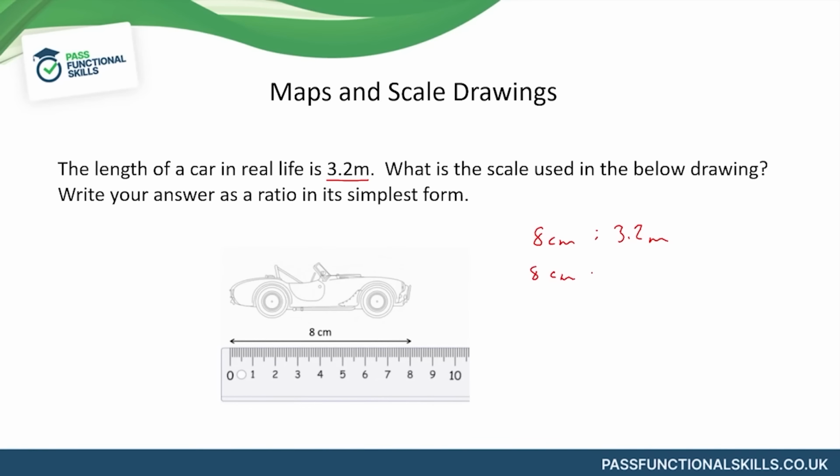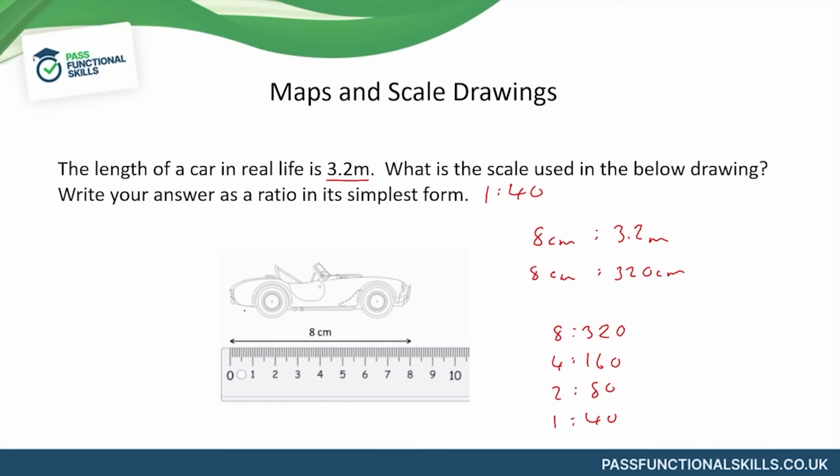So 8 centimetres to 3.2 metres, multiply that by 100, is 320 centimetres. So the scale as a ratio is 8 to 320. But this can be simplified. We can divide both of these numbers by 2, so 4 to 160, divide by 2 again, 2 to 80, and then 1 to 40. So the scale as a ratio in its simplest form is 1 to 40.